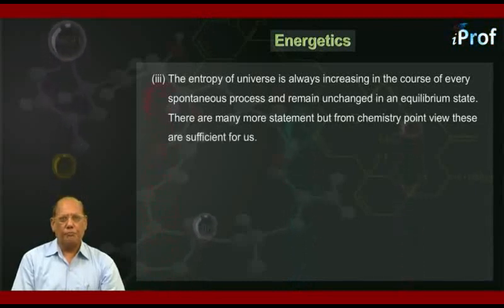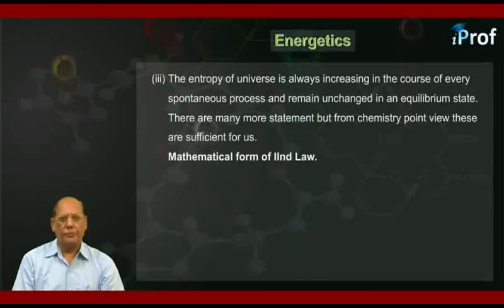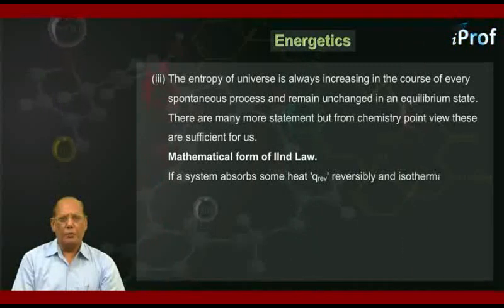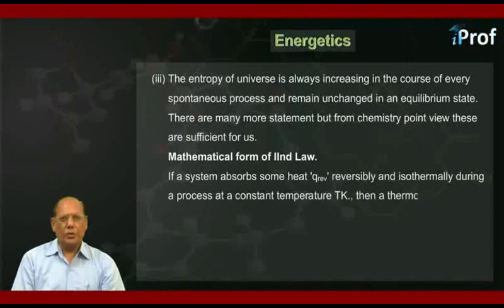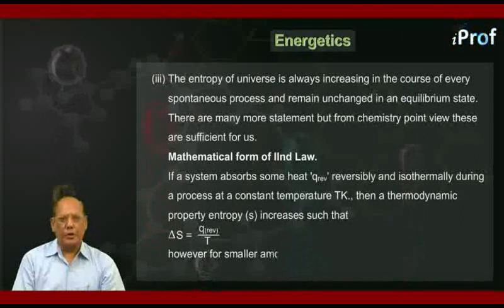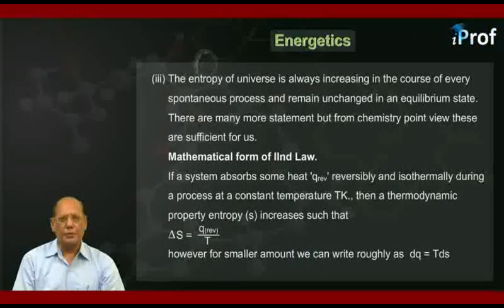Let us now see the mathematical form of the second law. If a system absorbs some heat Q reversibly and isothermally during a process at constant temperature T, then a thermodynamic property entropy S increases such that delta S equals Q reversible upon T. However, for smaller amounts we can write roughly dQ equals TdS.